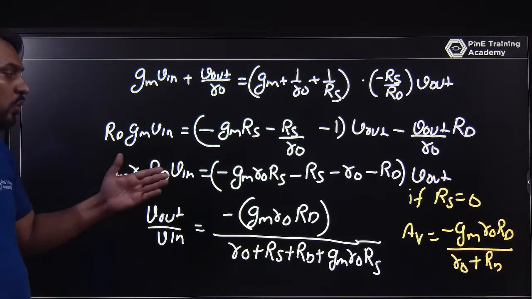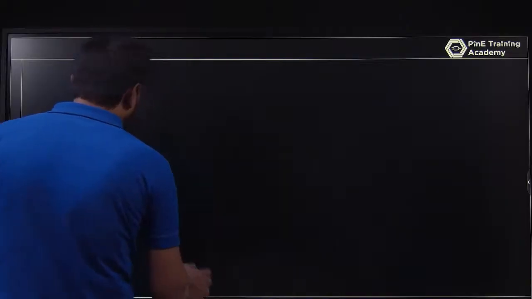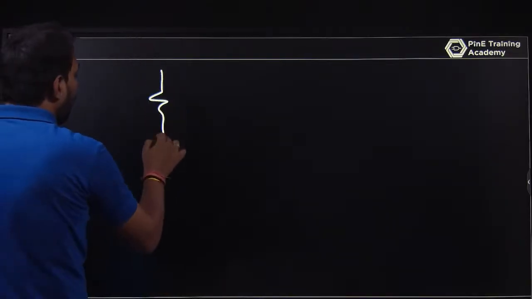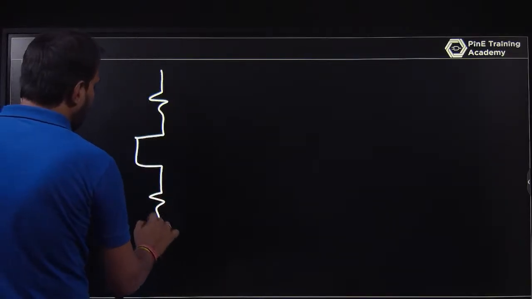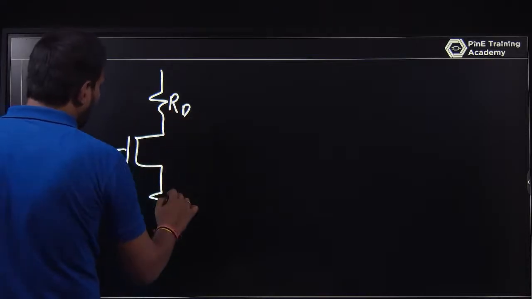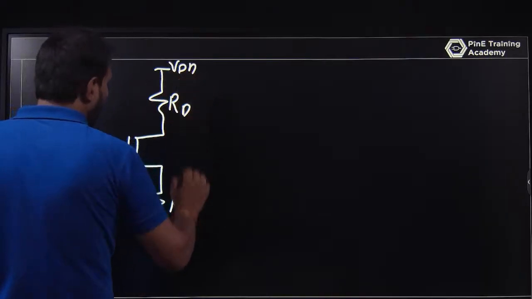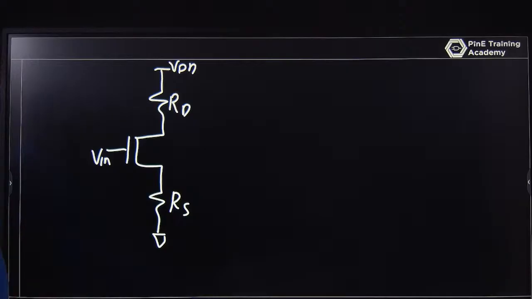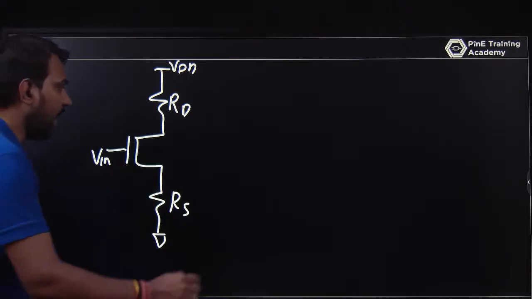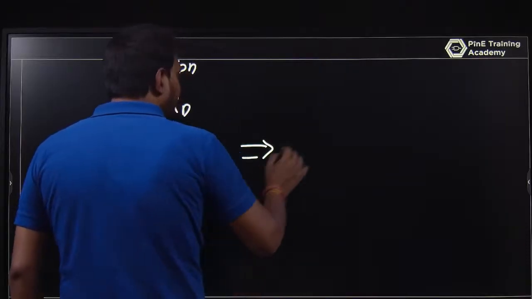So we can use this source degeneration circuit in such a way that, whenever you talk about the operating point, if you want to set the operating point, you can use it as a circuit. But if you design for amplification, you can change this circuit in such a way.